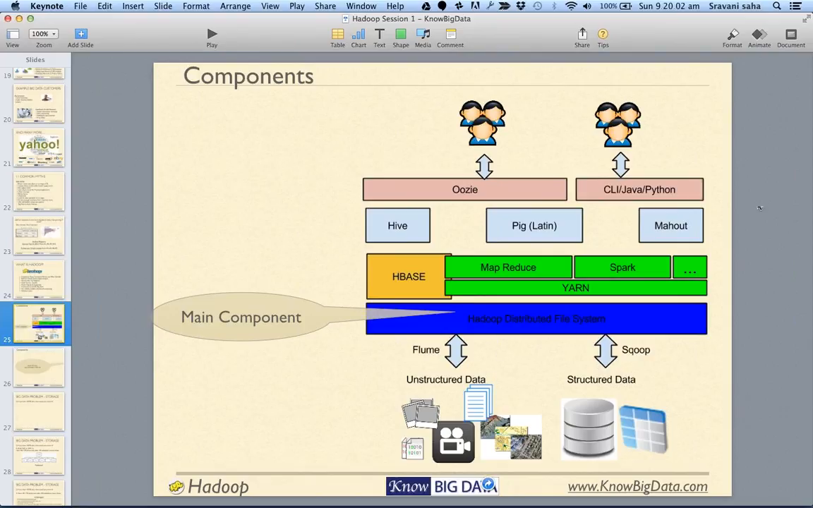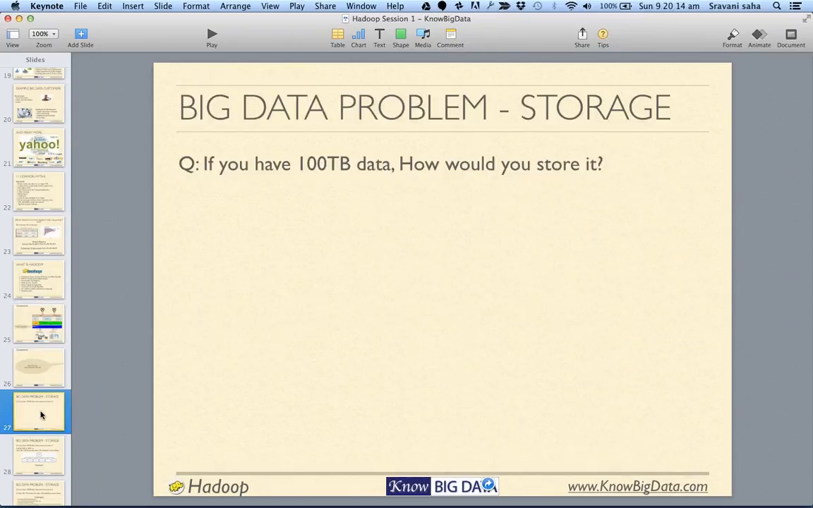So all of these tools are basically dependent on the file system. So we will start with the file system. What is the big deal about the file system? Let's start with a simple problem. Let me ask you a very simple question.